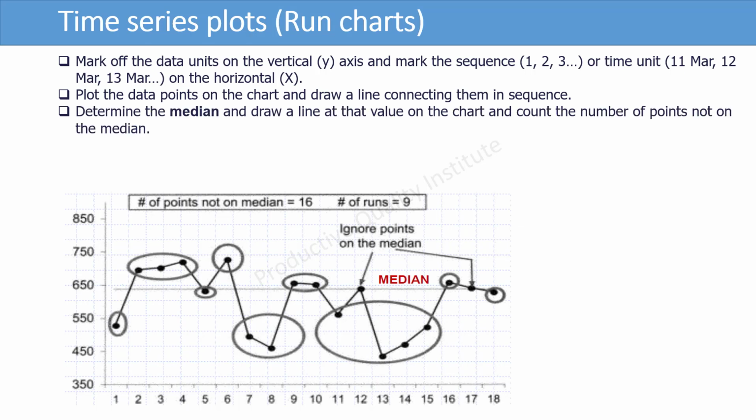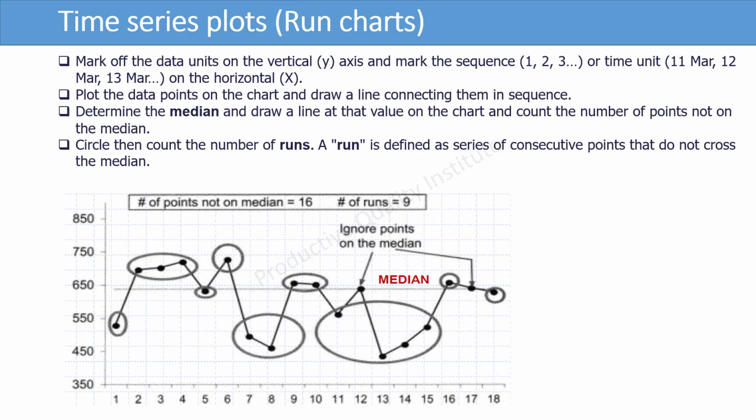Determine the median and draw a line at that value on the chart, and count the number of points not on the median. Circle, then count the number of runs. A run is a series of consecutive points that do not cross the median.